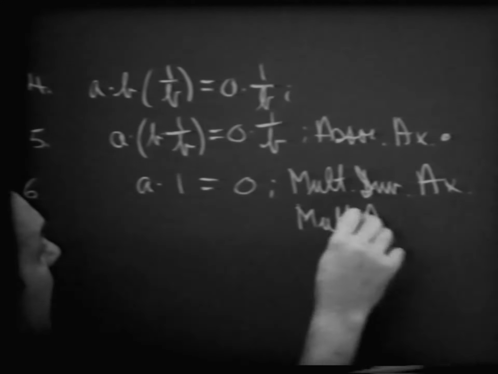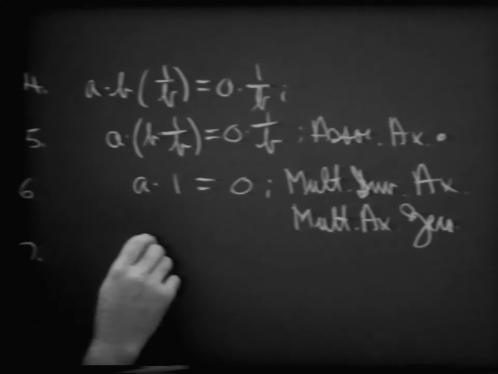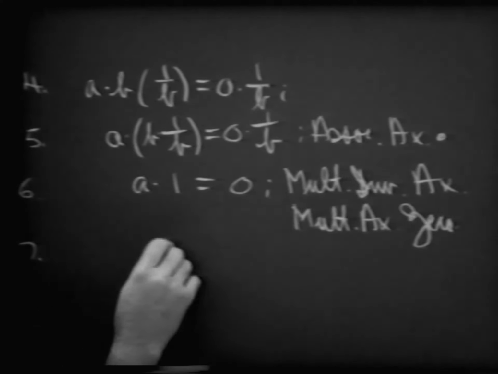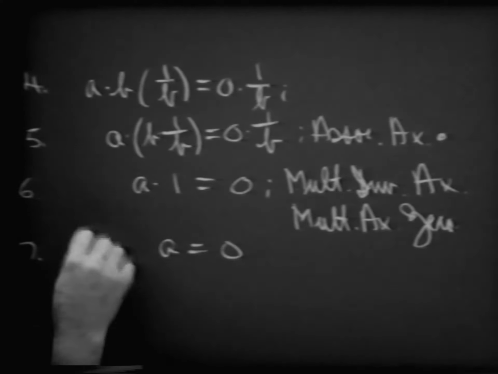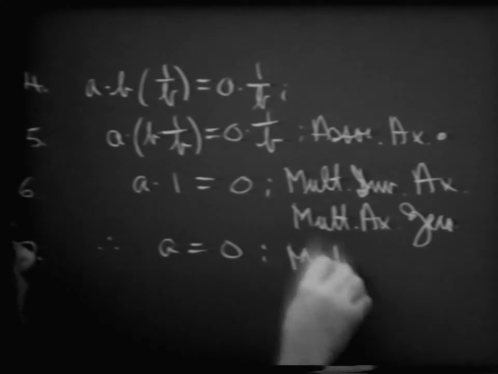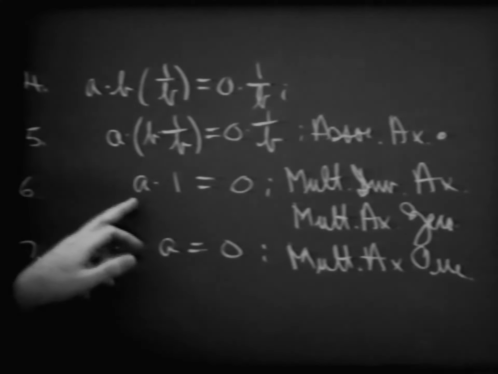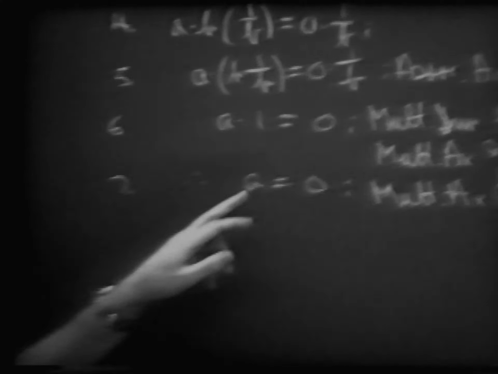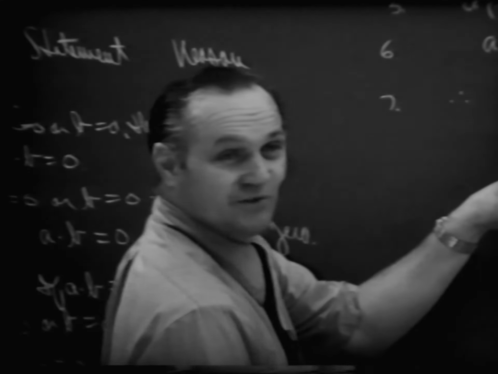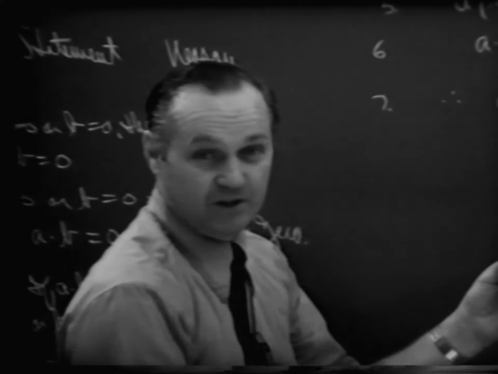Multiplicative property or axiom of the number 0. And now of course a times 1 is equal to a is equal to 0, and in fact that's exactly what we wanted to prove. Our multiplicative axiom of the number 1 enables us to say that a times 1 is a, and we conclude therefore that a is equal to 0. Are we done? Have we proved this theorem? Do you all agree that we have?